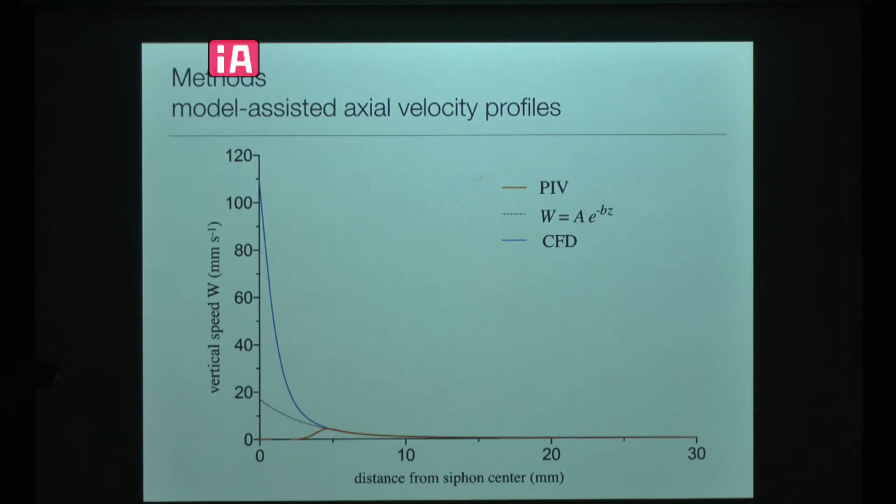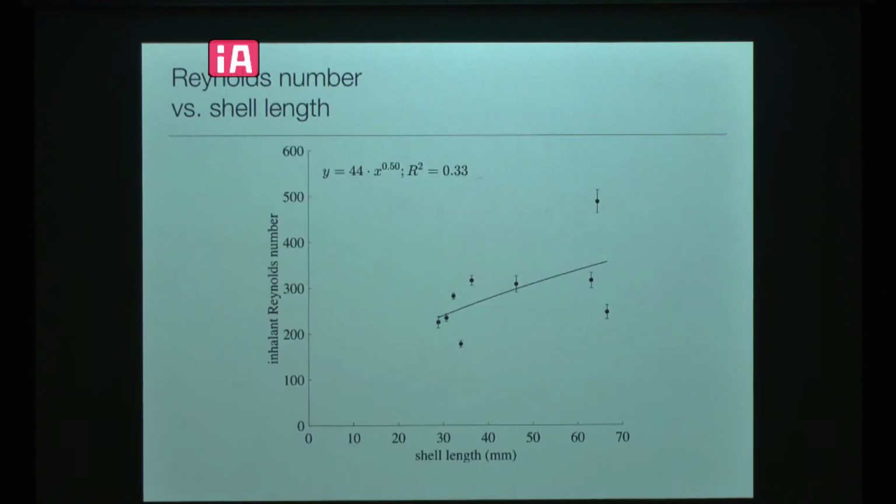And this higher velocity also translates into a higher pumping rate. The two are linearly related, so we also have an order of magnitude higher pumping rate. So we did this for 9 animals, shown here. And we related this to the size of the animal, in this case in shell length.